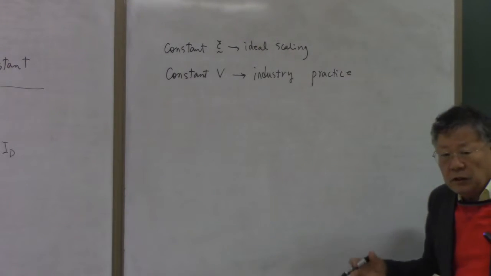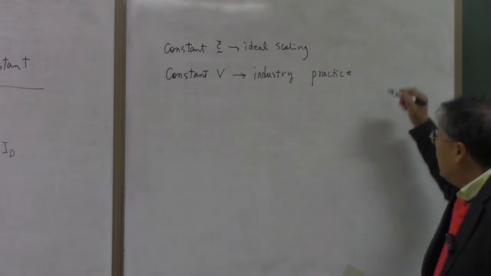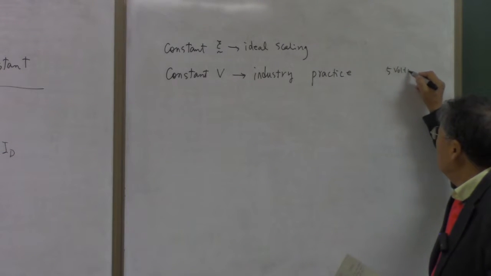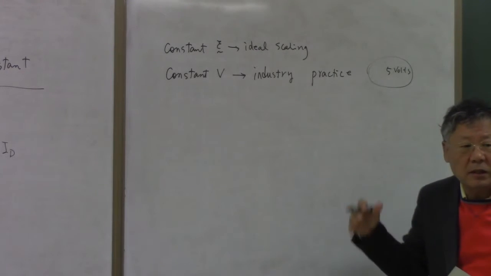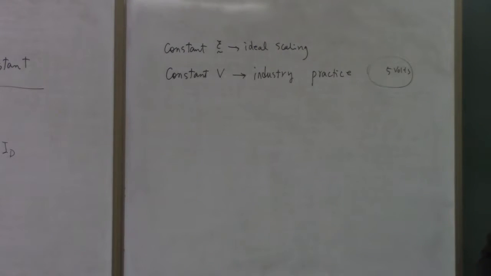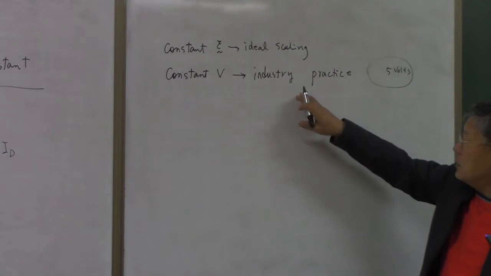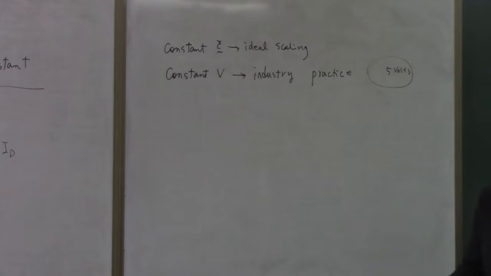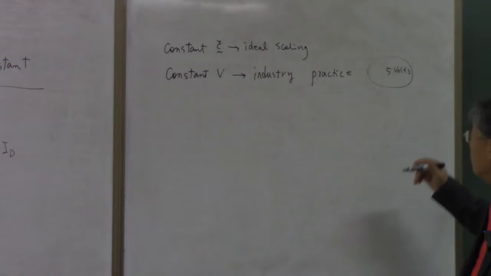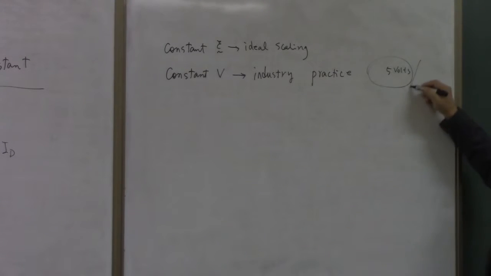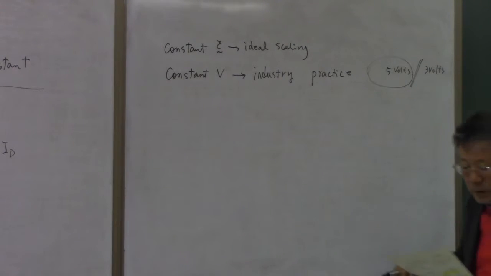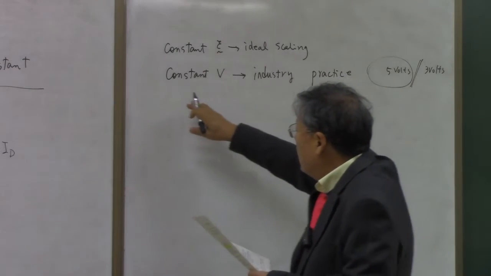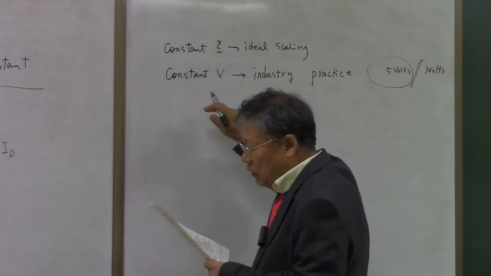In the industry, they want to put the input as 5 volts all the time. If you change the input voltage, then you are going to change a whole lot on the circuit. So in the industry, even if you scale down the device, you want to keep the input voltage constant to make things simple. These days, the input voltage is about 3 volts. It is changed, but in the industry, they want to keep the constant voltage.